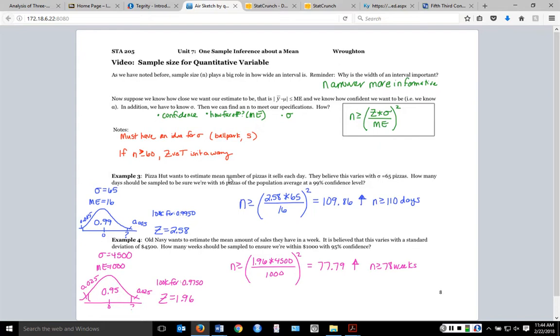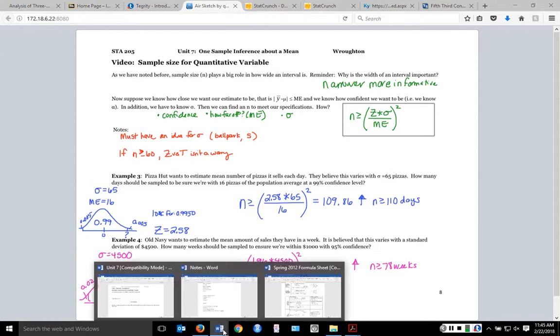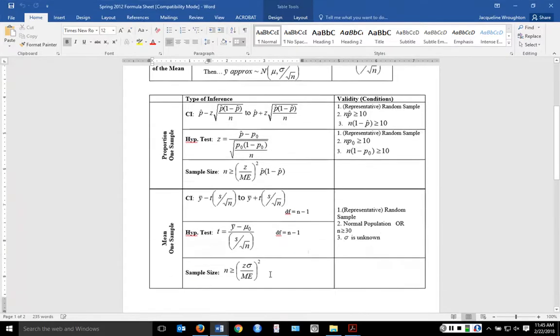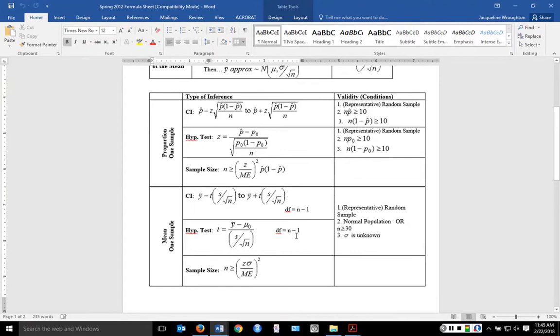Alright, that concludes looking at inference for a mean. So you have a hypothesis test, a confidence interval, and how to find sample size. And all of those things, of course, are on your formula sheet: our confidence interval, our hypothesis test, and that sample size formula we just looked at.